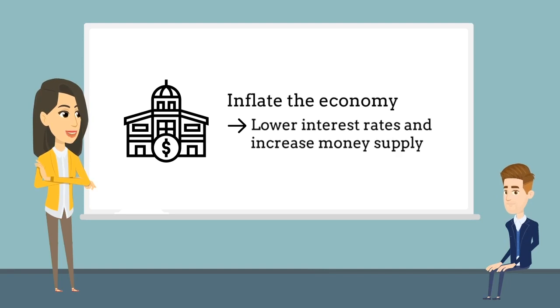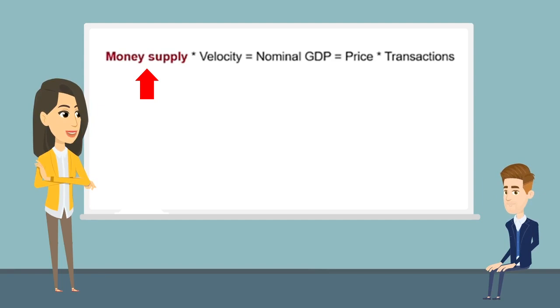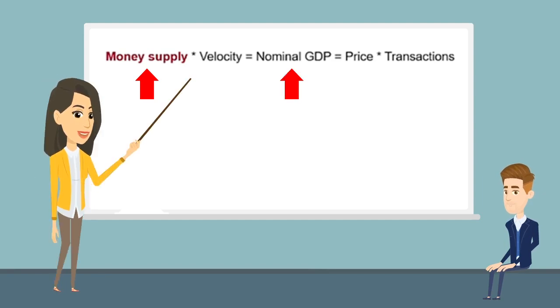That's correct. However, it is more complicated than that. When money supply is increased, nominal GDP goes up as well, but according to this equation, prices might increase with little or no increase in transactions.